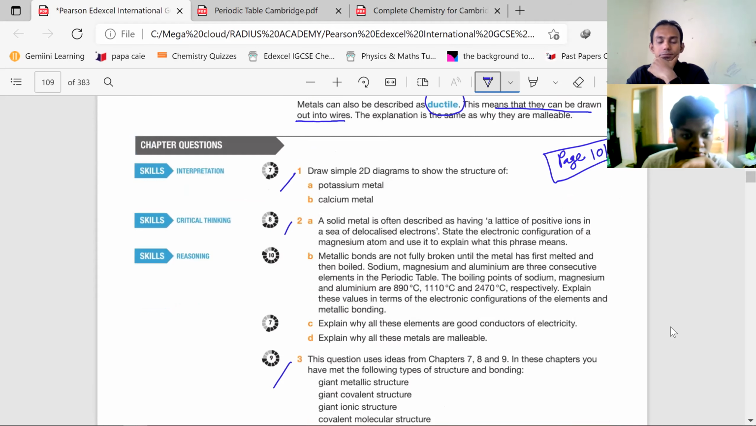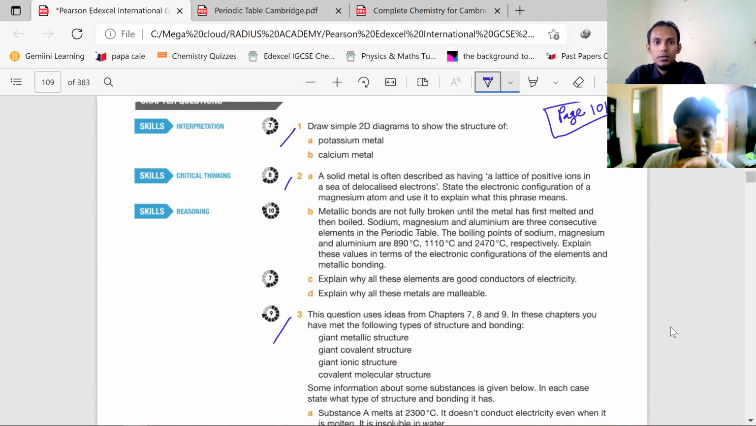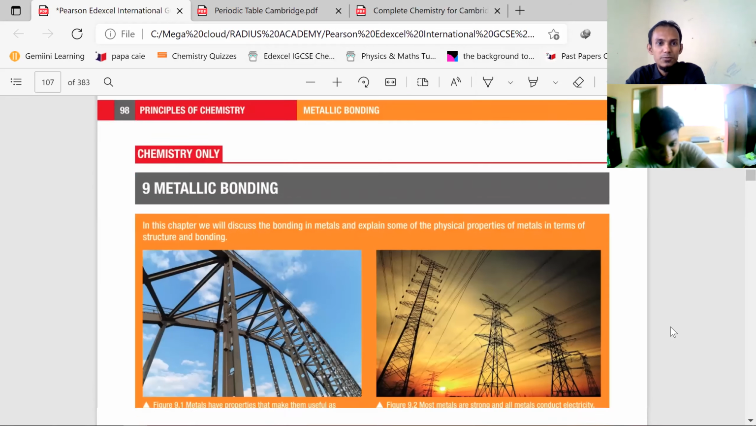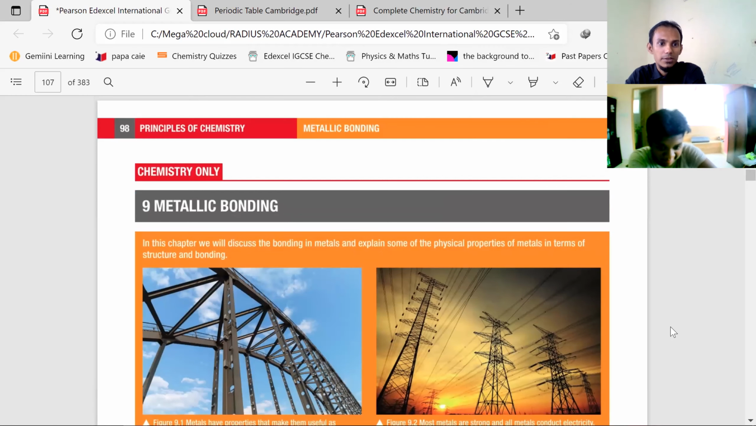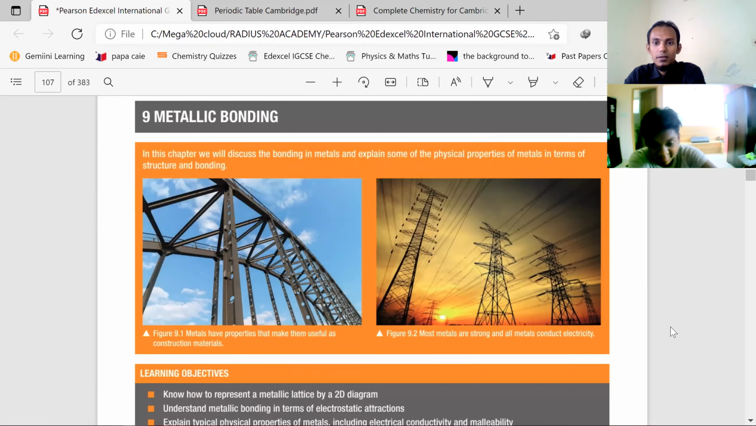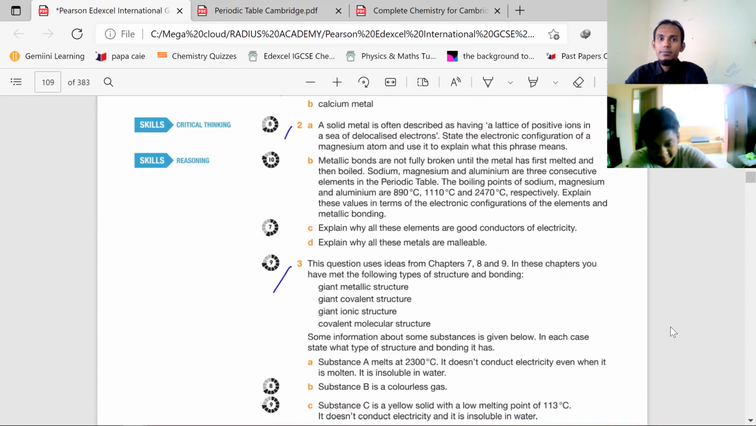Okay. All these questions are regarding metals. This is a very small chapter. It should be a sub-chapter of a big chapter, but they have given it as one chapter, metallic bonding. So very easy stuff. Okay, done? Yes, sir.